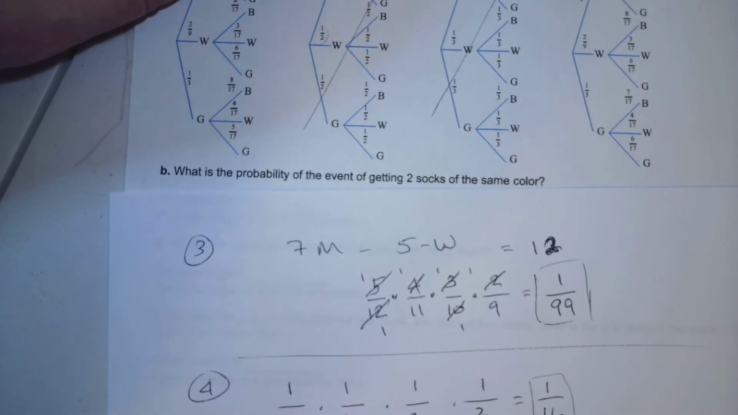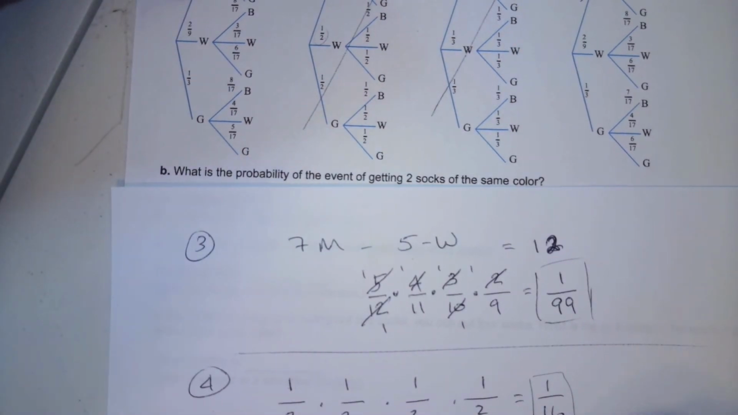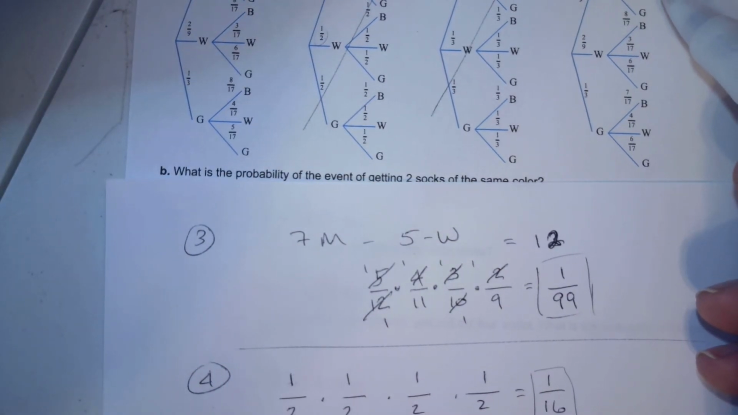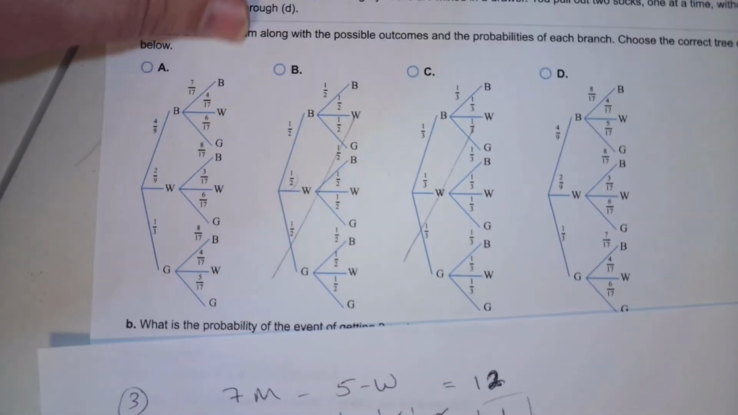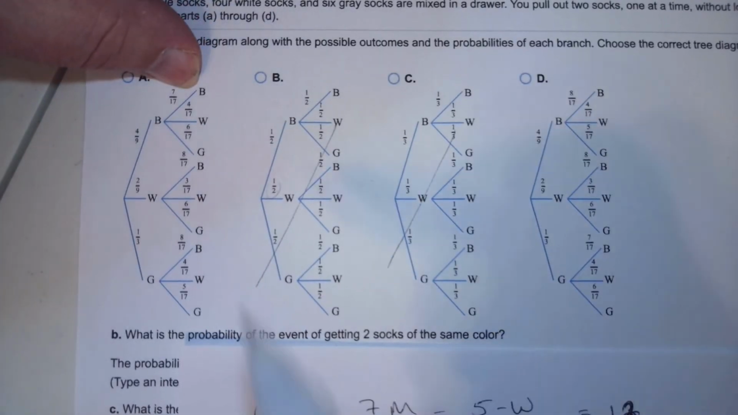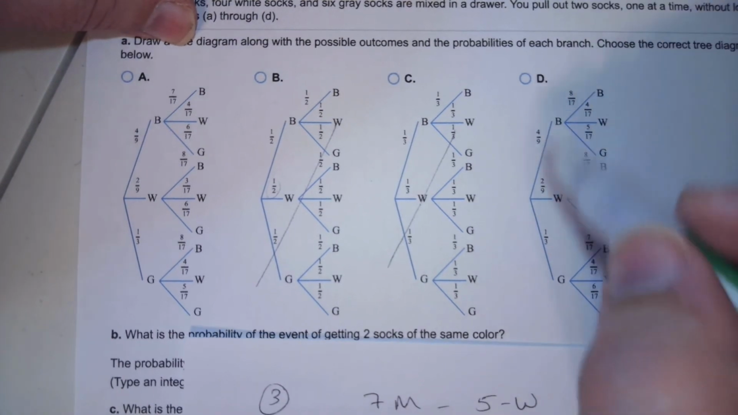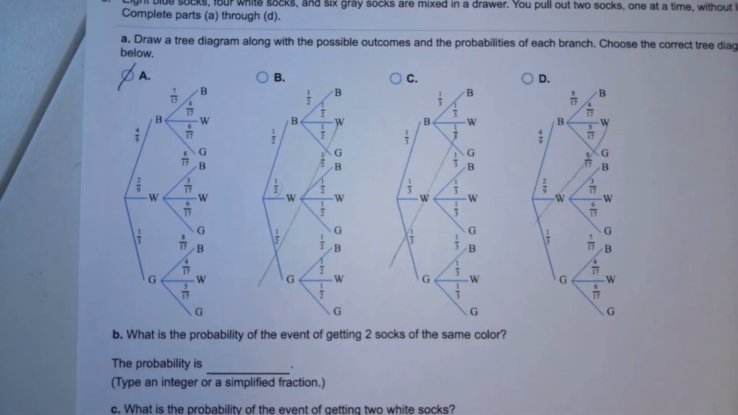Alright, so let's look at the possibilities. Which one has 7 over 17, 4 over 17, 6 over 17? Okay, from our picture, remember, on the second draw we should have 7, 4, 6. 7, 4, 6. Nope, nope, no. So the answer is A. Okay, that's for the first part.